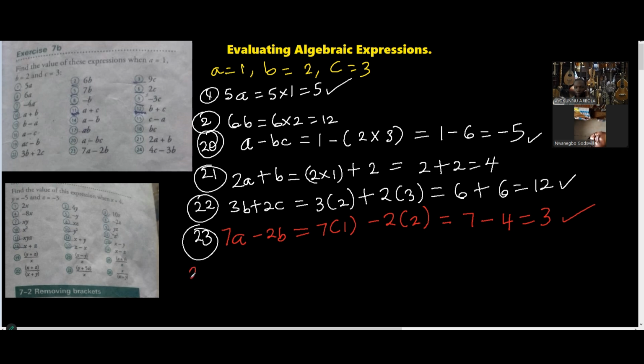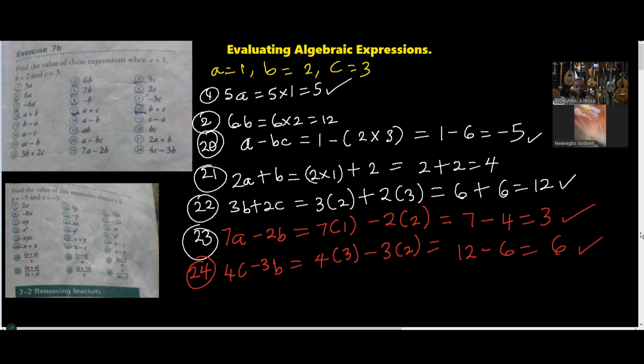Then number 24, which is the last one on that aspect, we have 4c minus 3b, right? So c is 3, that is 4 into 3. Then b is 2, that is 3 into 2. 4 times 3 is 12. 3 times 2 is 6. So your answer is 6, which is positive.